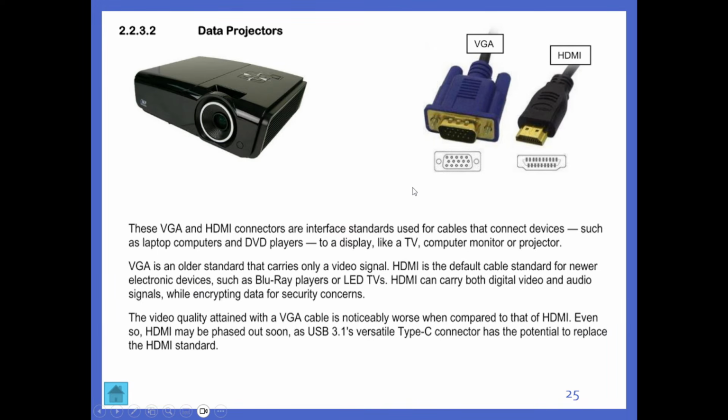Then I also have data projectors, right? Remember, we're talking about output devices. It takes what's in the PC and it is displaying it out, right? Our data projectors connect through one of these two cables. And remember what the difference is. My VGA is going to transfer a signal that is only video to the data projector, whereas HDMI is going to take video and audio.